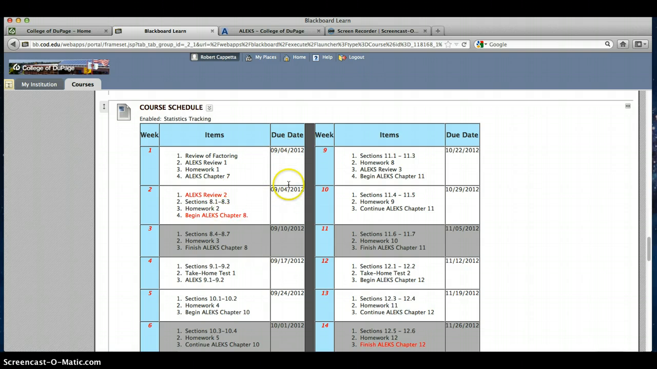And notice the first due dates I have are September 4th, after Labor Day. Since I have students coming in and out of the class the first 2 weeks, I do not collect any homework until the start of the 3rd week. Although after that point, everything will be due on Monday. Okay, so September 10th, September 17th, September 24th. I would like the ALEKS work finished, and I'd like the pencil and paper work submitted to me by that Monday to make sure that you're on pace.